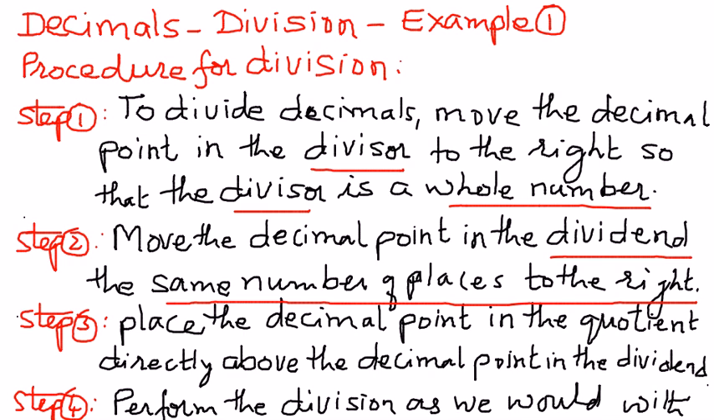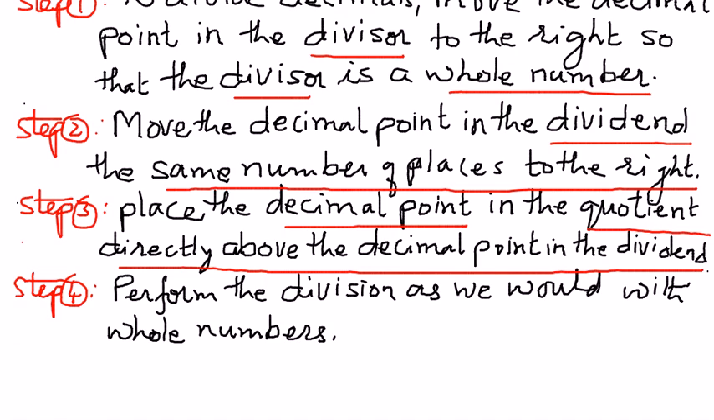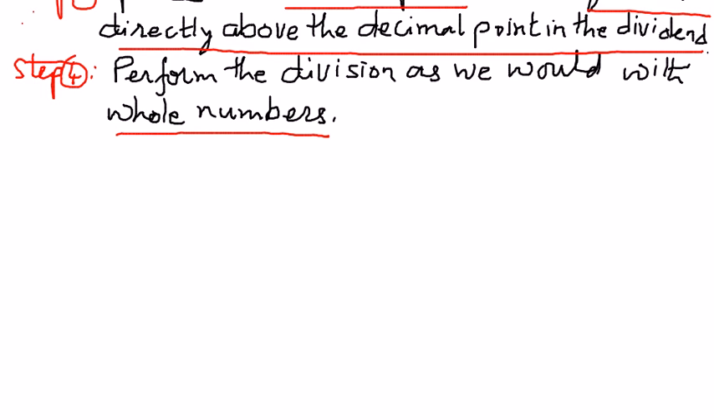And the next step, the third step, is place the decimal point in the quotient directly above the decimal point in the dividend. And then the next step is perform the division as we would with whole numbers. Perform the division as we would do the division of whole numbers. So let us see if we can implement this procedure to divide some decimal numbers.